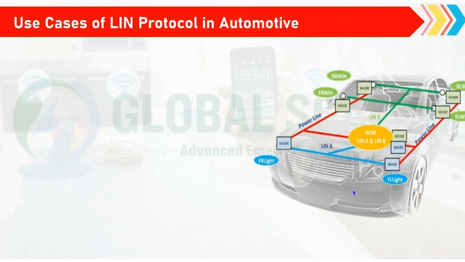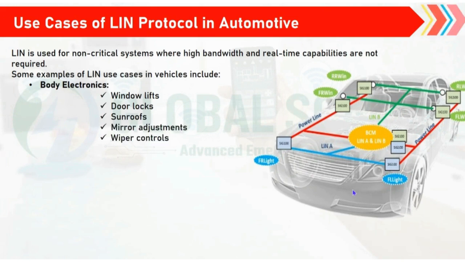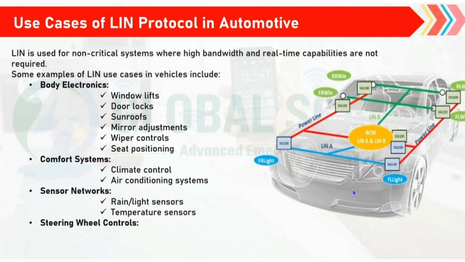And now the use cases of the LIN protocol in automotive. The LIN protocol is used in non-critical functions, and the examples of LIN communication are, first, body electronics: window lift, door lock, sunroof, mirror adjustment, wiper control, seat positioning. That can be used in cars. Then comfort systems: climate control, air conditioning system. And coming to the sensor network: rain and light sensor, temperature sensor, and steering wheel controls, the buttons for infotainment and cruise control.